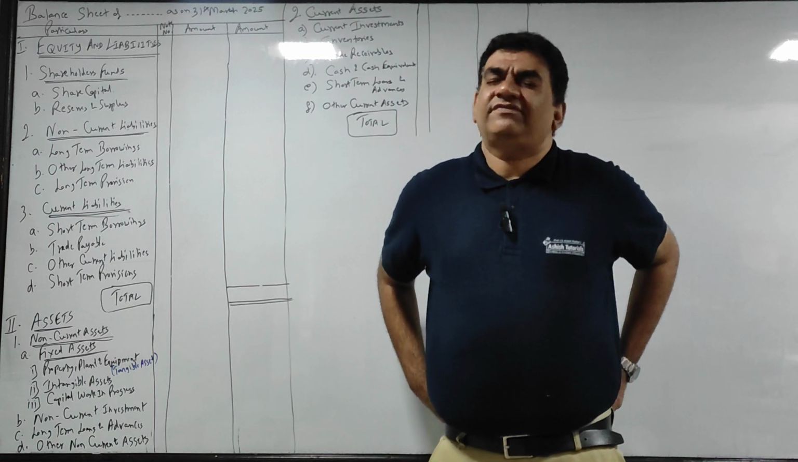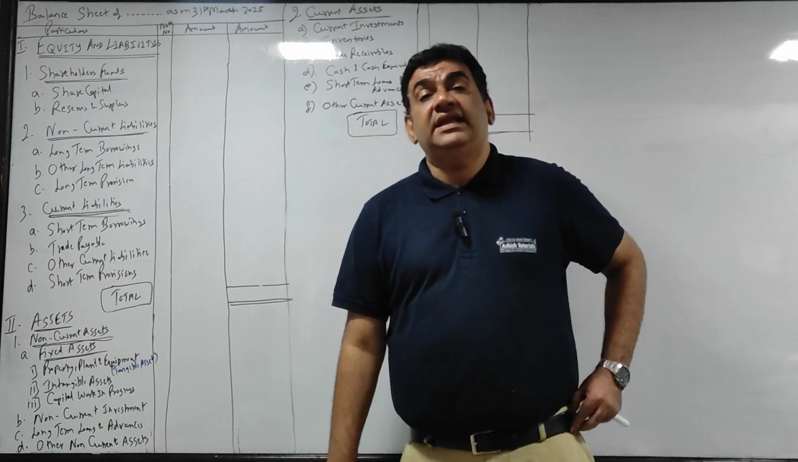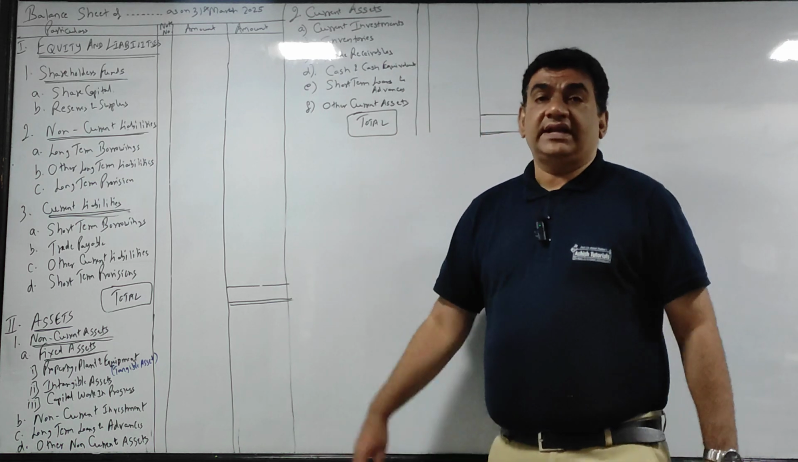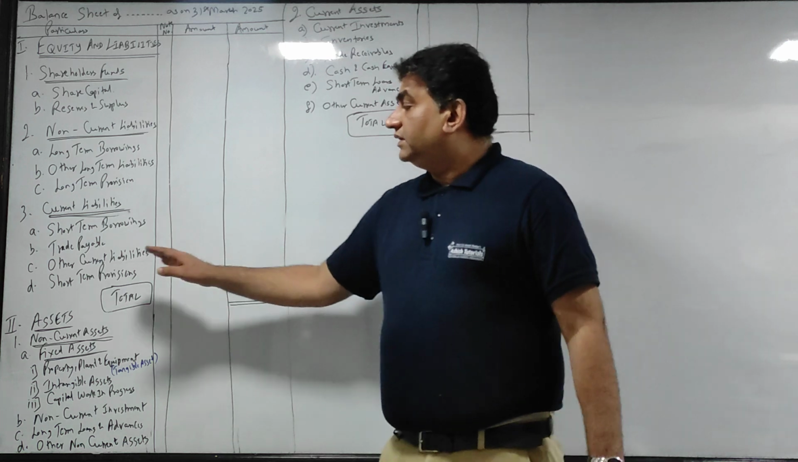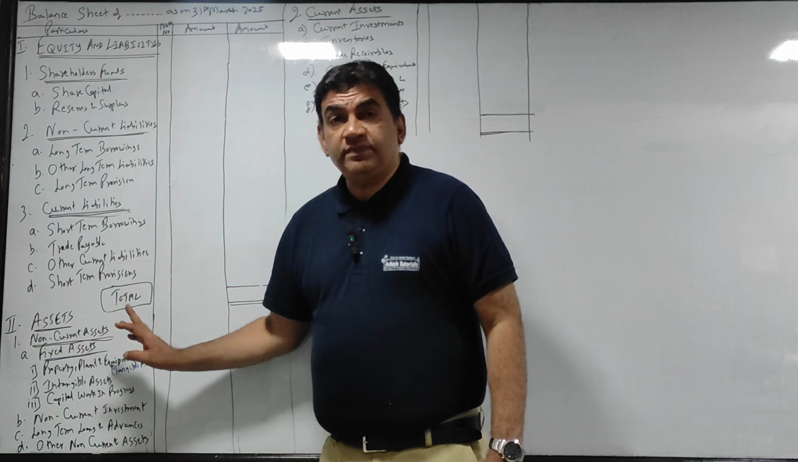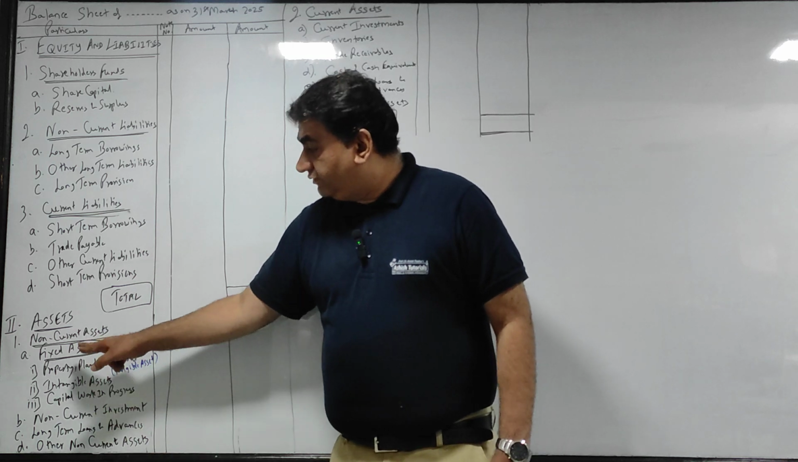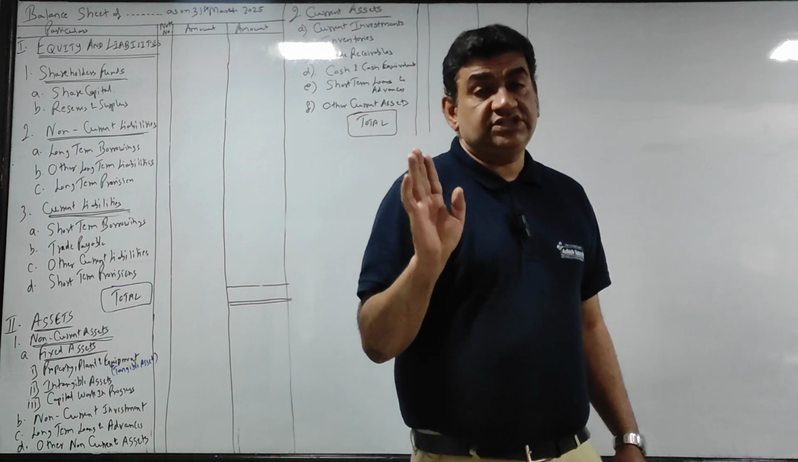जो assets का life normally एक साल से ज्यादा होता है, that is treated as non-current, and less than 1 year is treated as current. Clear? Now see, coming to the first part, non-current assets. Non-current assets में what comes? First, A, fixed assets.